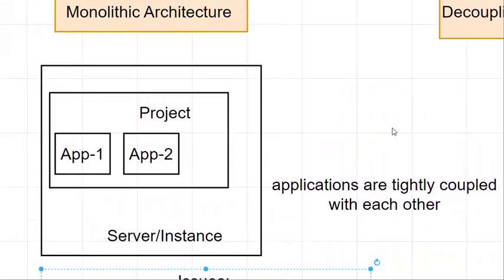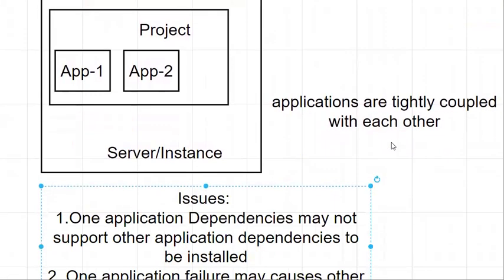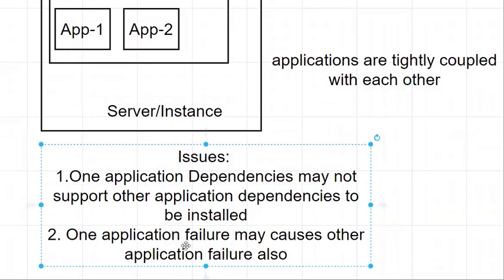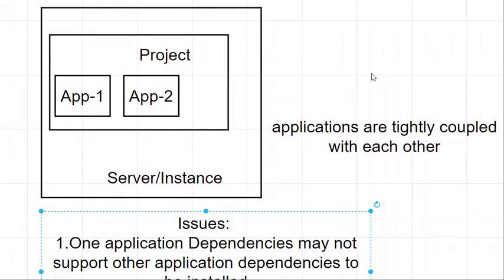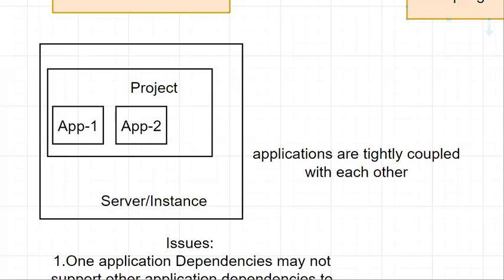Due to these tightly coupled applications, we have one more issue: if one application fails, it may also cause the other application in your project to fail. So can I say my whole project got damaged? Yes.